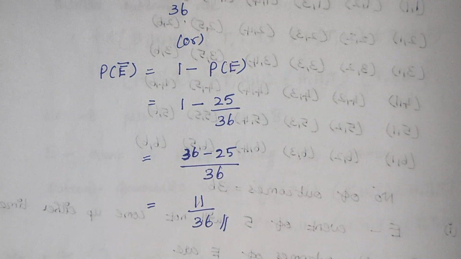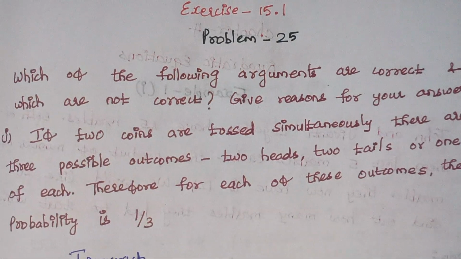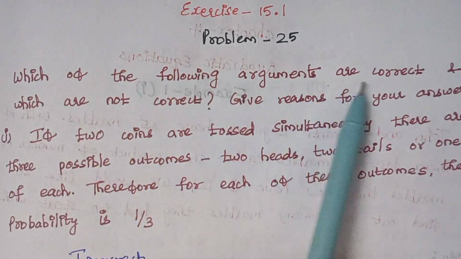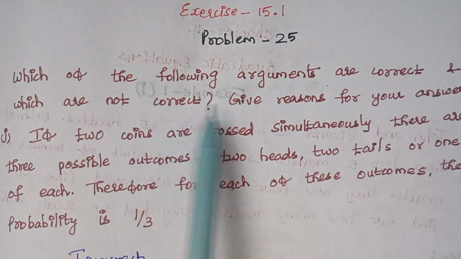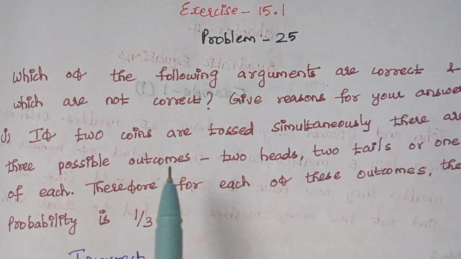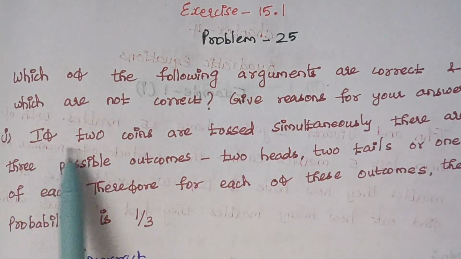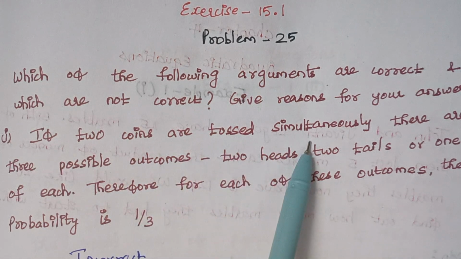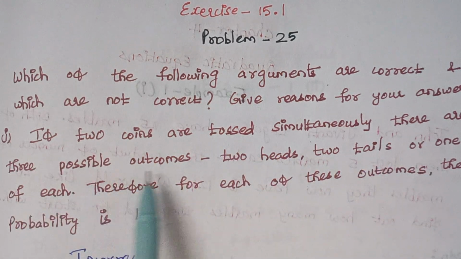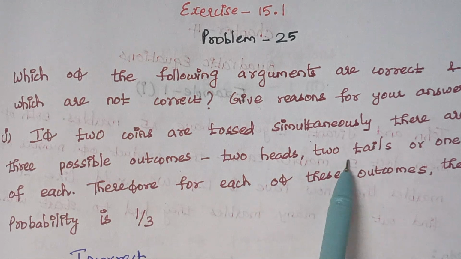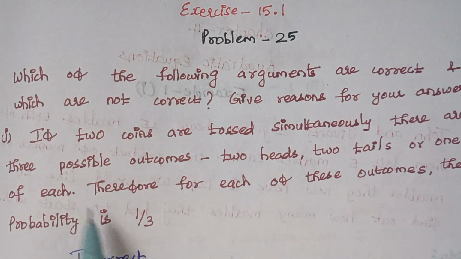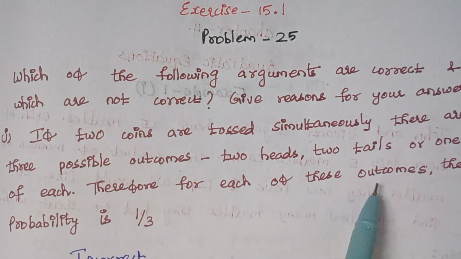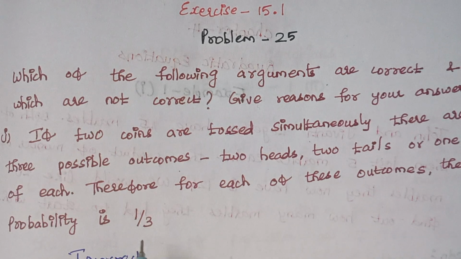Now we will proceed with the final problem of this exercise. Problem number 25. Which of the following arguments are correct and which are not correct? Give reasons for your answer. So the first statement is, if 2 coins are tossed simultaneously, there are 3 possible outcomes: 2 heads, 2 tails, or 1 of each. Therefore, for each of these outcomes, the probability is 1 by 3.